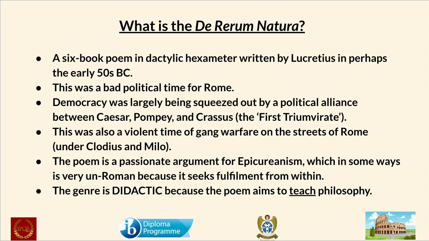One is Julius Caesar, one is Pompey, and one is a less well-known figure called Crassus. And these 3 men have basically ganged up into an alliance which they call the First Triumvirate, or I should say we call the First Triumvirate. And that group of 3 men has basically just taken control. So the democracy has been squeezed out.